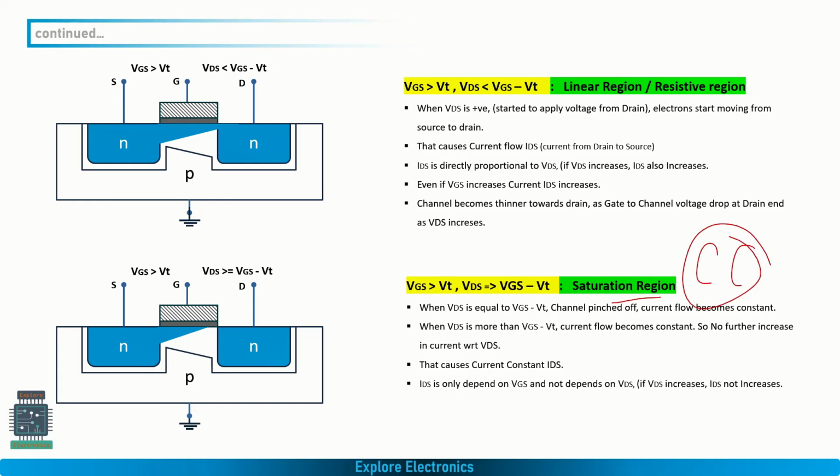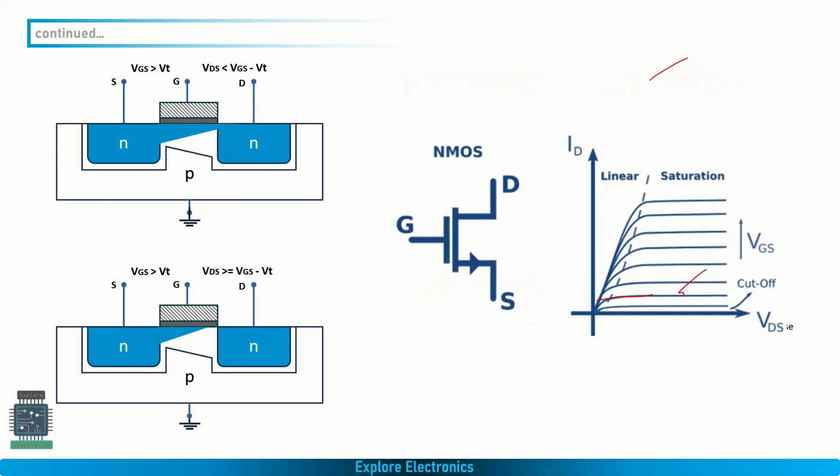We call it a current source, and we use this region of operation in amplifier devices. The linear region is used in switch devices. When we use it as a switch, we use it in the linear region. When we use it as an amplifier, we put the transistor in the saturation region. That is what enhancement mode operation is.